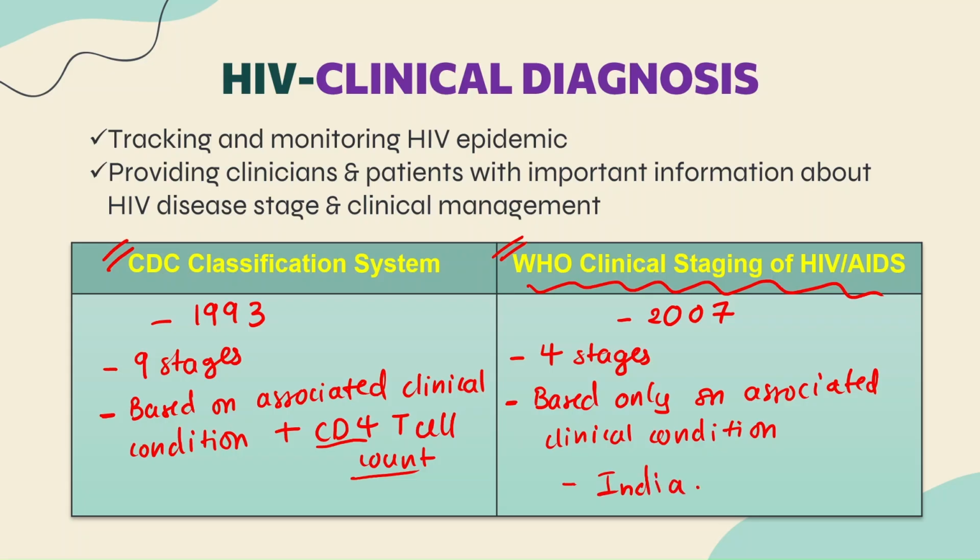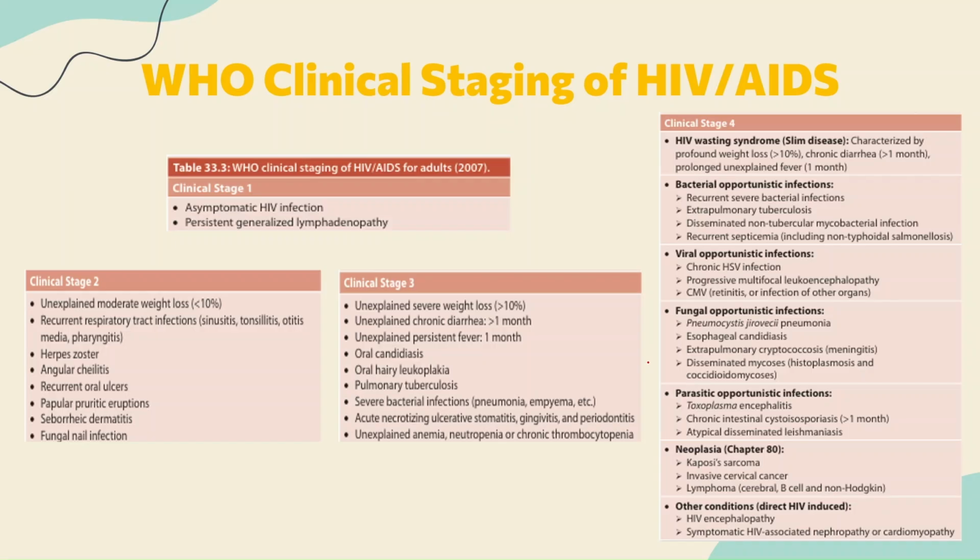So let's have a look at the details of WHO's clinical staging. As I said, there are a total of 4 stages. The same thing is written over here. And what is the basis of this staging? It is based on the associated clinical conditions the patient presents with. So if the patient is asymptomatic, or the patient is having persistent generalized lymphadenopathy, if these conditions are present, then definitely the patient belongs to the stage 1 category.